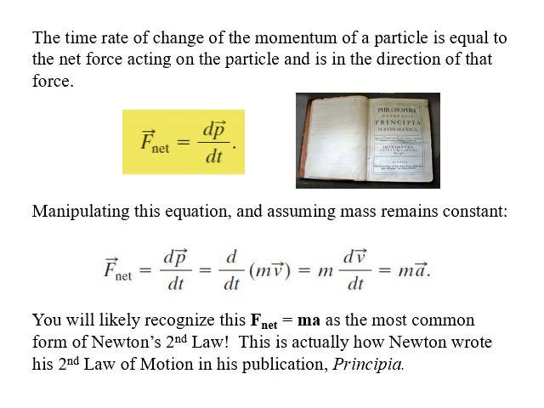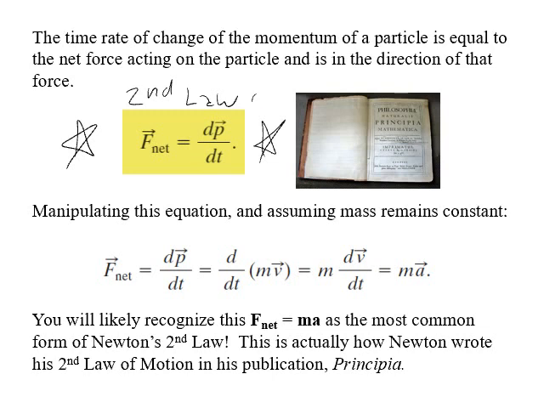It says the time rate of change of momentum of a particle is equal to the net force acting on the particle and is in the direction of that force. So this expression right here is exactly how Isaac Newton wrote his second law of motion when he published his work. Okay, so this is the second law of motion.